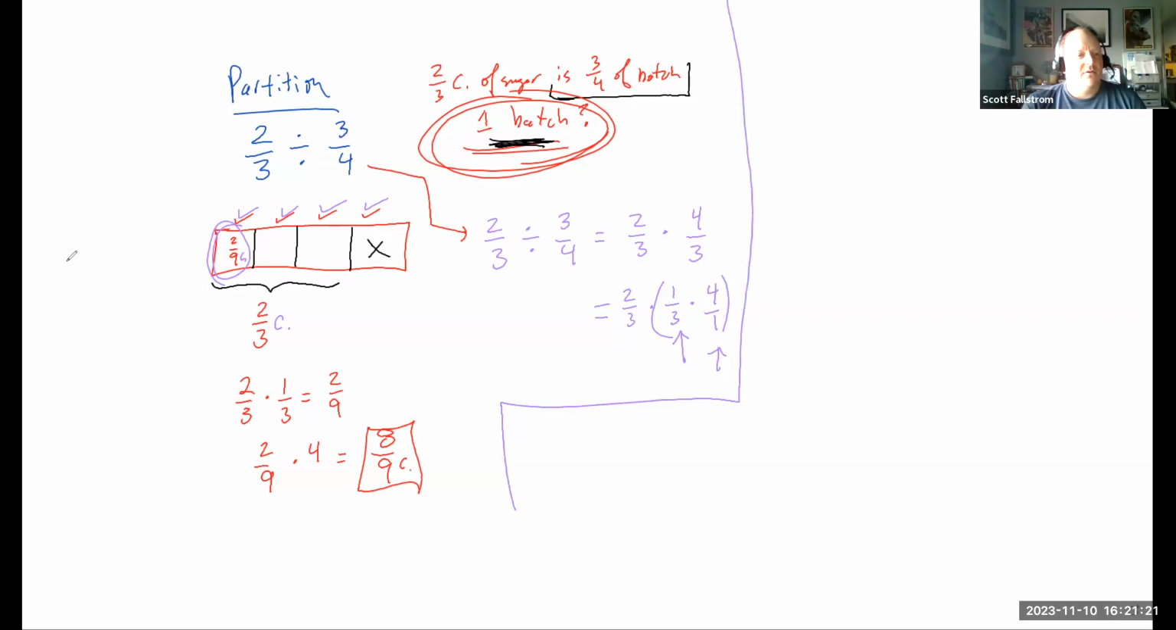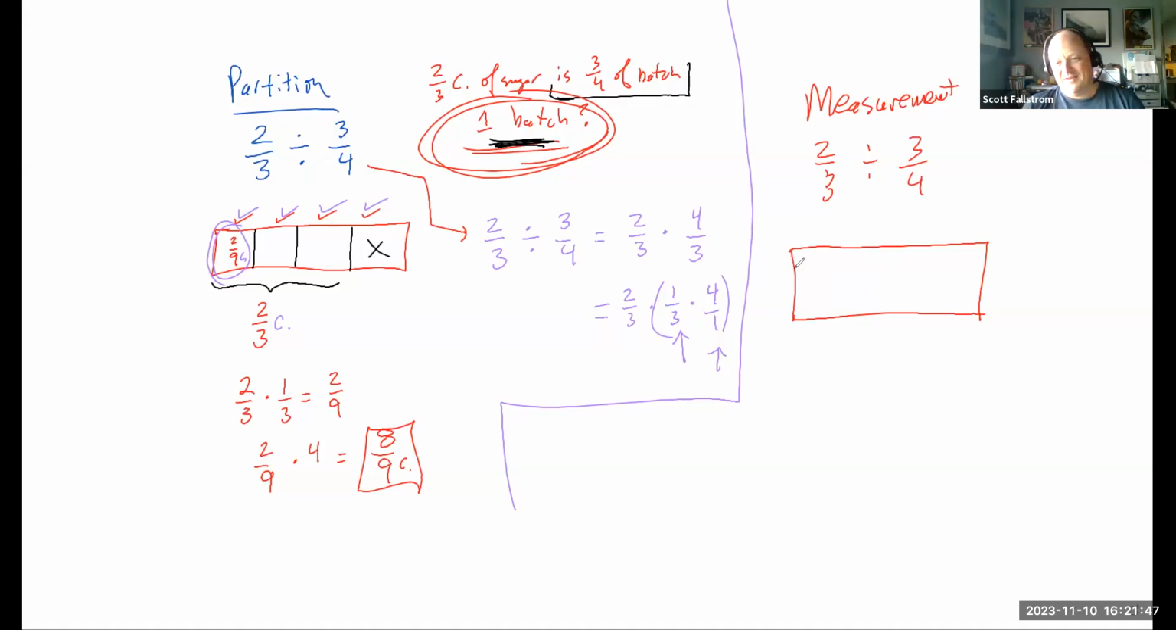Okay. Scott, what would that look like with the measurement model? Awesome. What a great question. Measurement with the same problem. So side by each, 2/3 divided by 3/4. What is the measurement problem? It is repeated subtraction. So I would draw 2/3 of one whole object. Let's see, how do I want to do this? Maybe I'll do it this way. I'll do it horizontally.